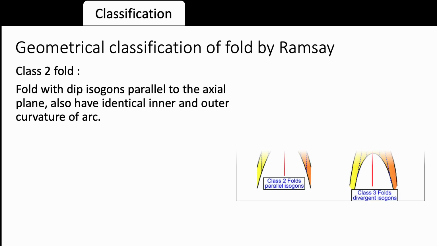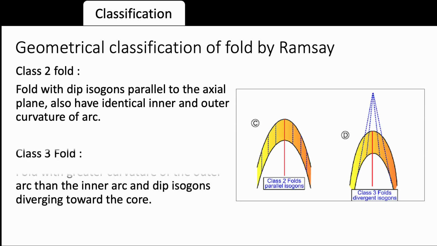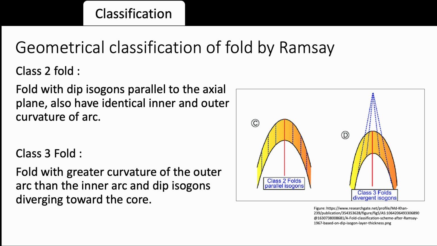Then we have class 2 fold, with dip isogons parallel to the axial plane, and identical inner and outer arcs. This is known as a parallel fold. In class 3 fold, we have diverging dip isogons with a higher curvature in the outer arc compared to the inner curvature. This creates a pinch core and is often associated with intense deformation zones.